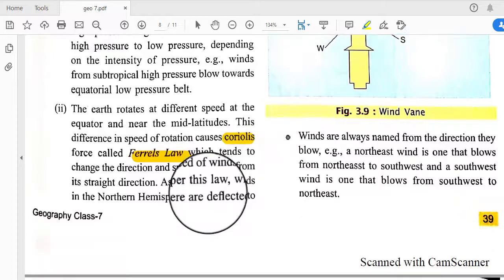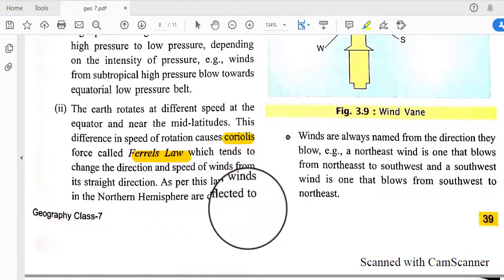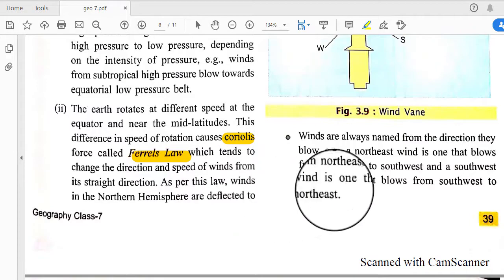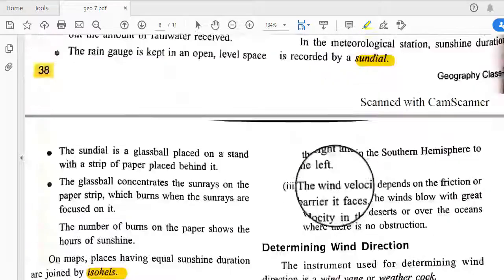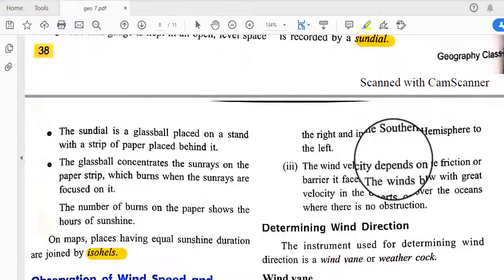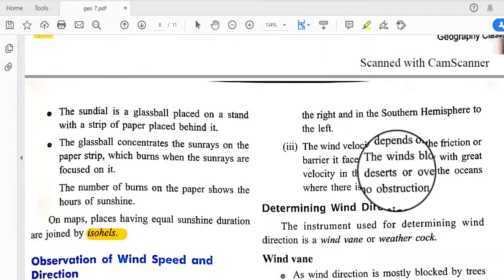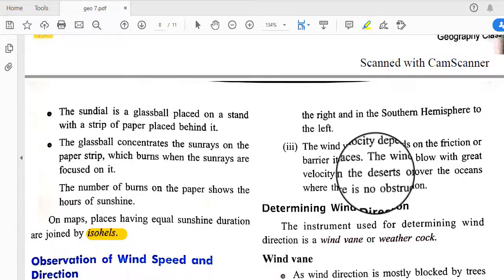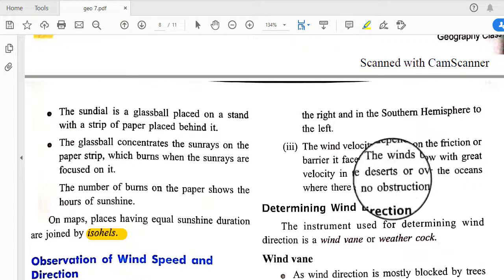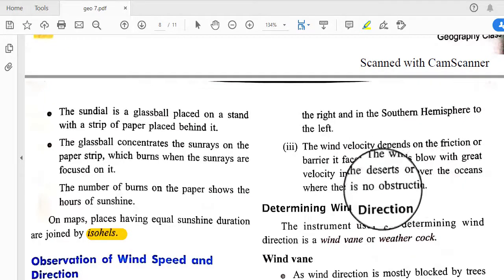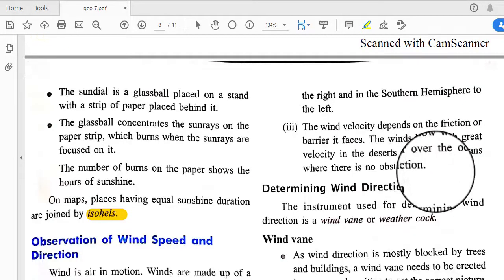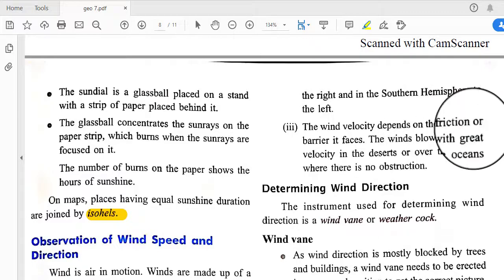And as per this law, winds in the northern hemisphere are deflected to the right and in the southern hemisphere to the left. The wind velocity depends on the friction or barrier it faces, and the winds blow with great velocity in the deserts or over the oceans where there is no obstruction. So wind velocity depends on the friction barrier.